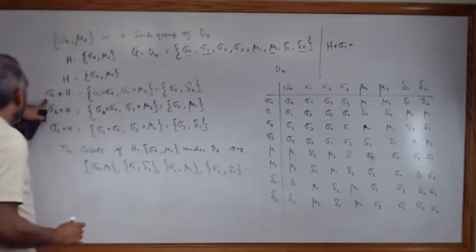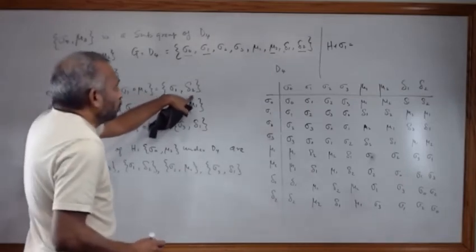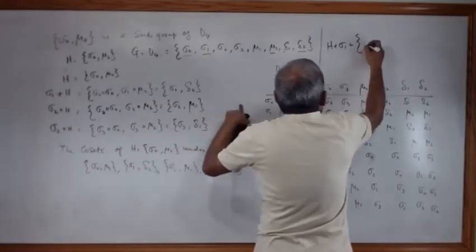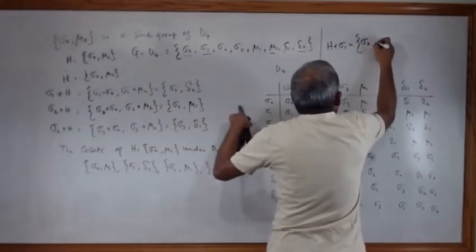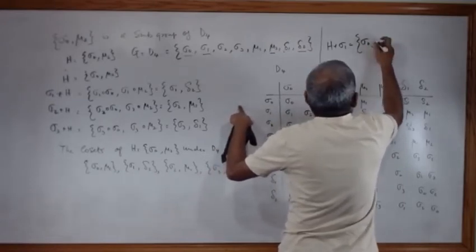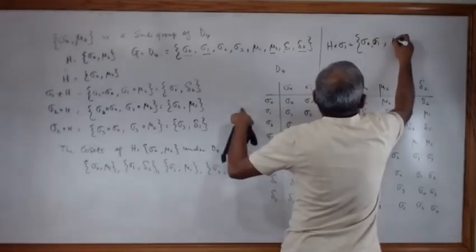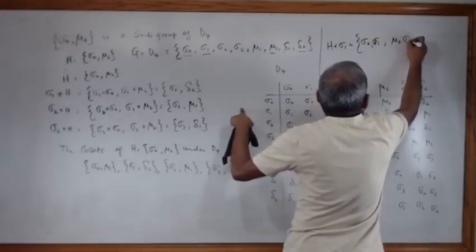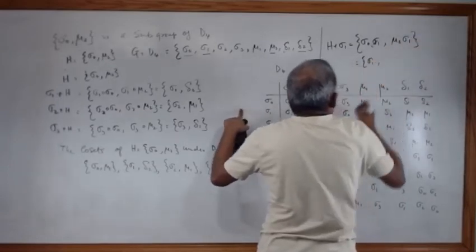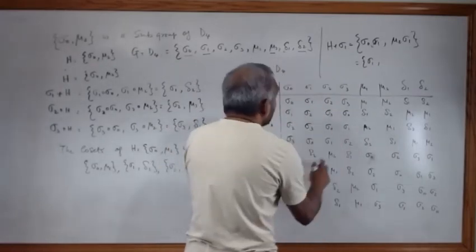Here, sigma 1 plus h is sigma 1, delta 2. But this is going to be sigma 0 after sigma 1, then mu 2 after sigma 1. And that is equal to sigma 1, mu 2 after sigma 1. It is delta 1.